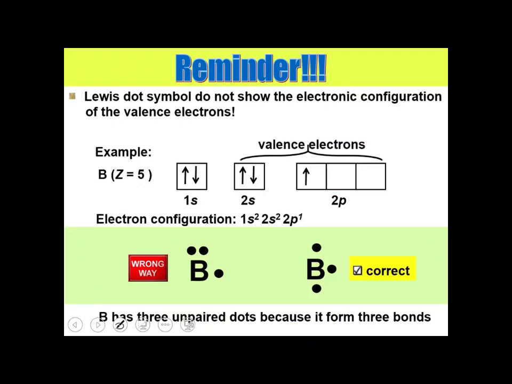Okay, so Lewis dot symbol does not show the electronic configuration. It just shows the total number of valence electrons only. So if you have 3 dots, it means 3 valence electrons. And let me remind you again, you cannot pair the electrons first. So you must put them singly on each side. If all 4 sides of the atom are already occupied, then you can pair up. So this is the correct one. So this is the wrong one.